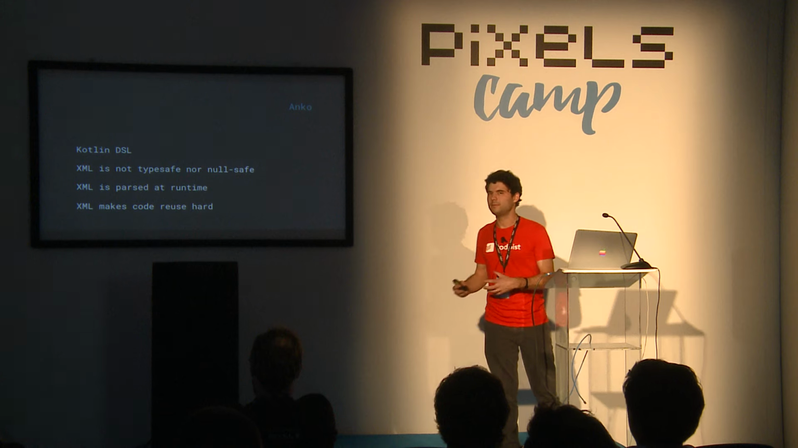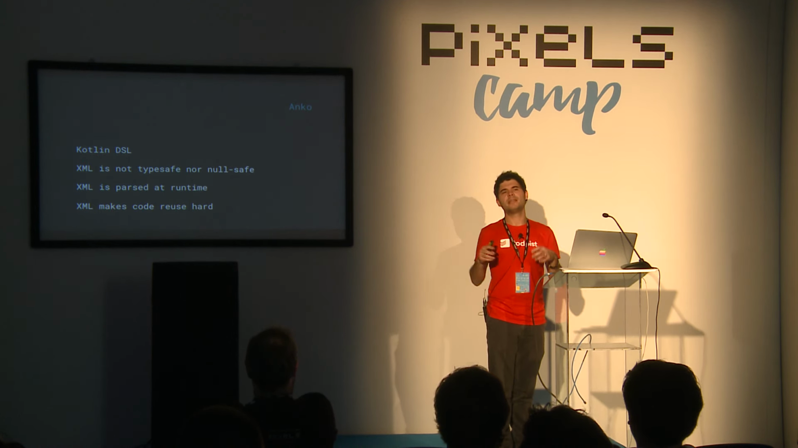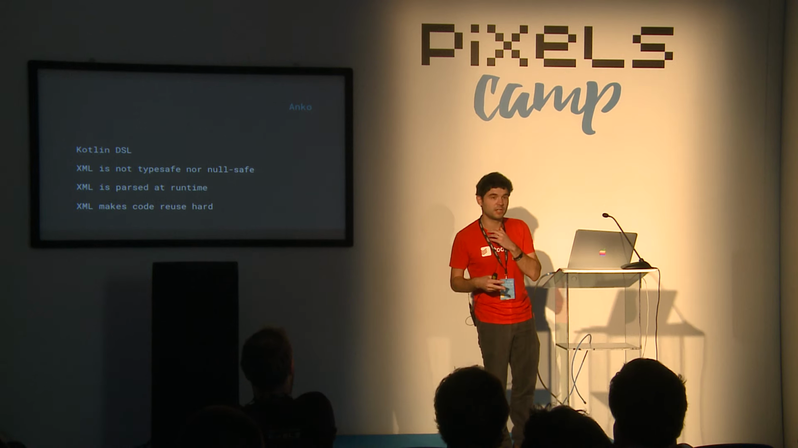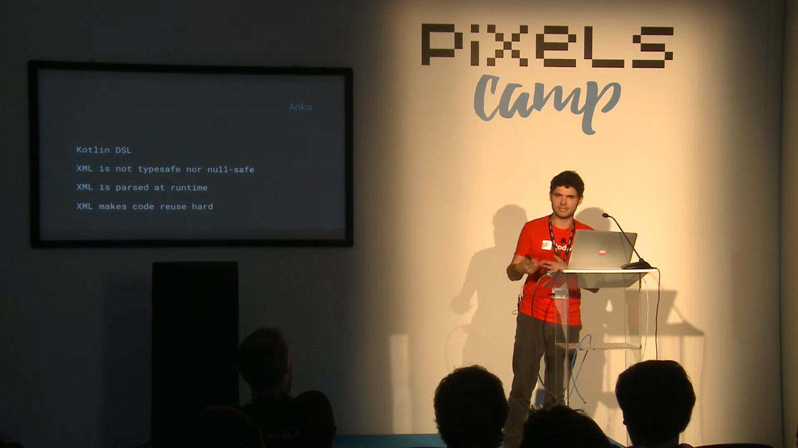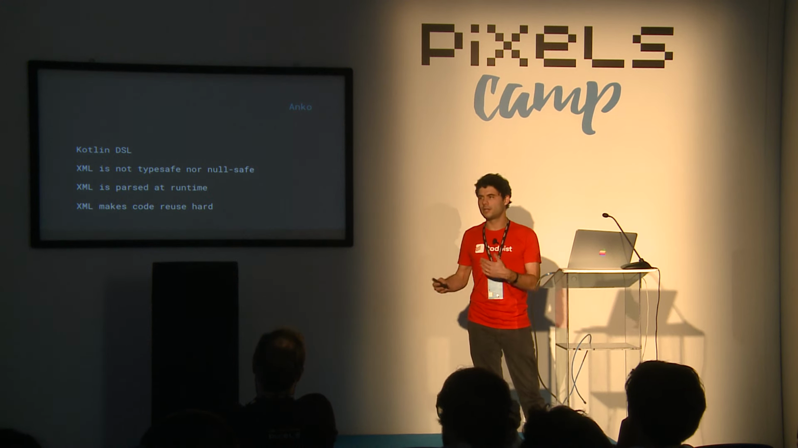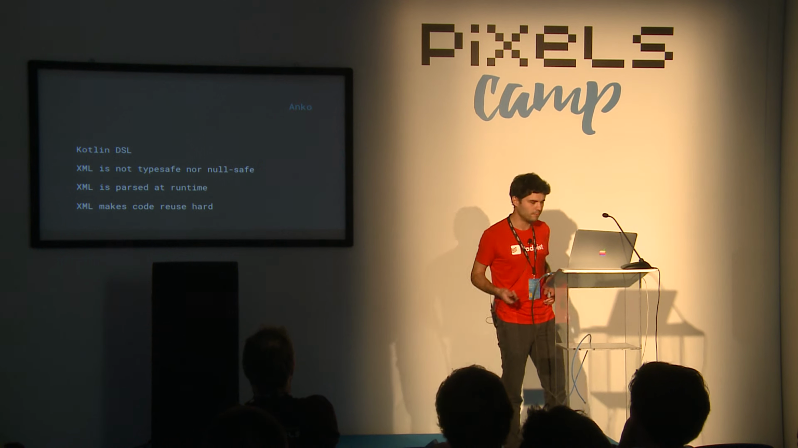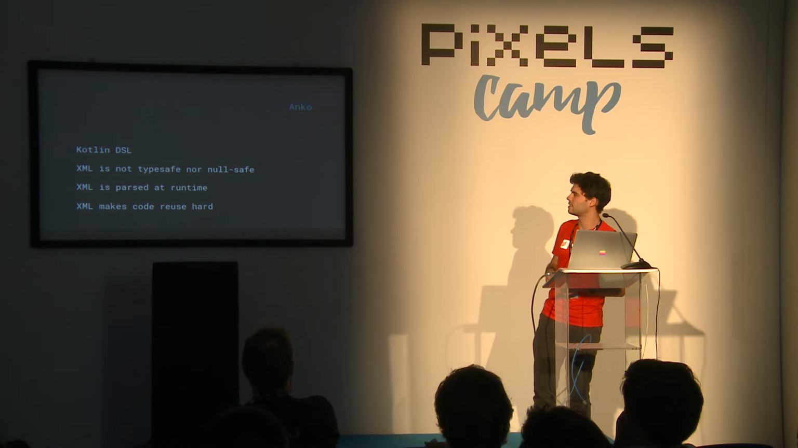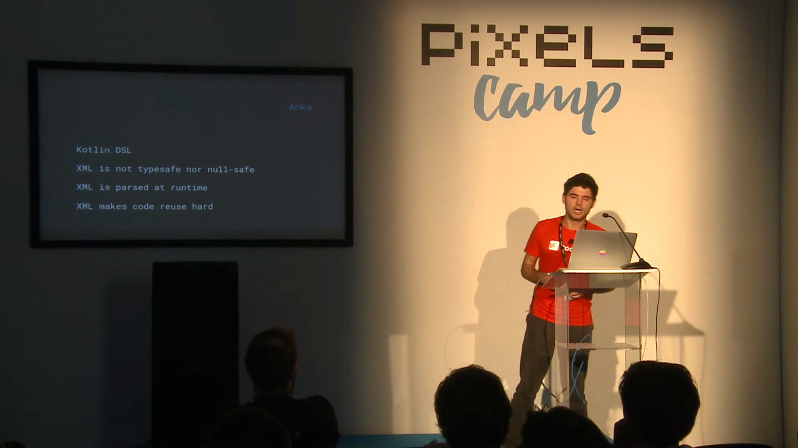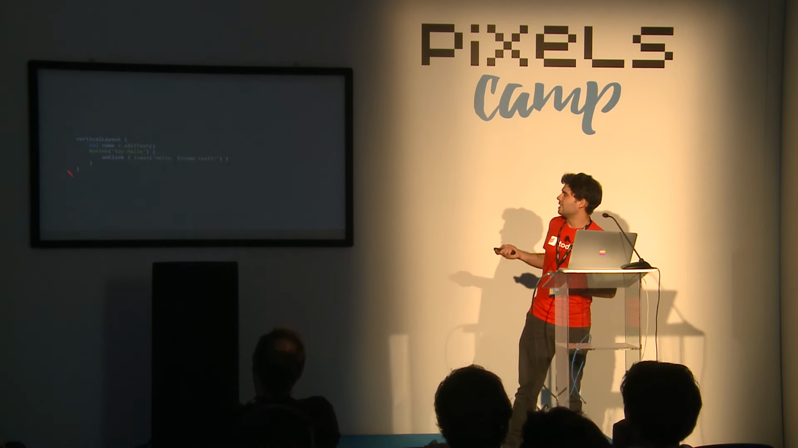Namely that it's not type safe, it's not null safe. Although it is converted to kind of a binary format during compilation, you still have to parse it at runtime and waste CPU cycles with it. And reusing code while declaring Android views is possible, but it's kind of hard. So Anko aims to fix some of these problems by basically looking like this.